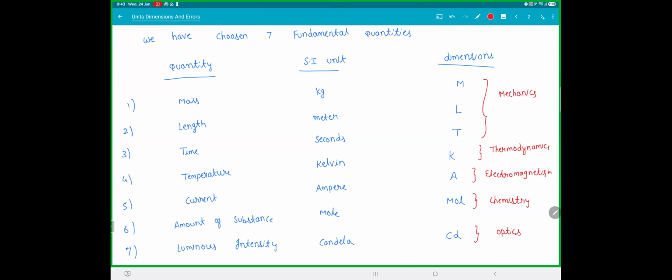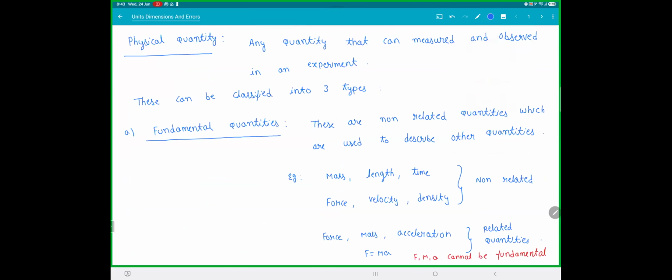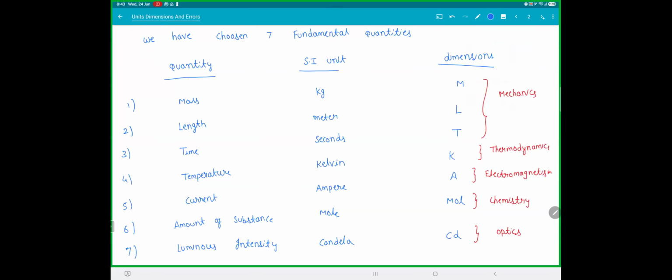So does that mean you should always take only these things? Not necessary. These are some things which we have chosen for our convenience. You could have actually taken anything else. It would have still worked. The only condition is they should be independent of each other. As long as you satisfy that condition, everything is fine. Clear with this? So these are the 7 things.